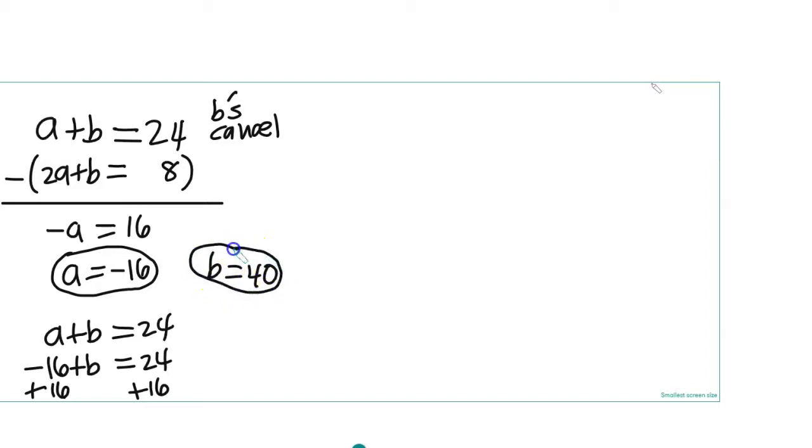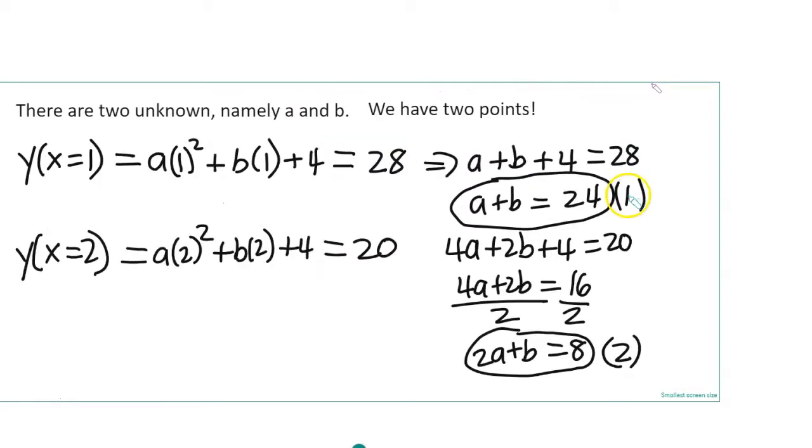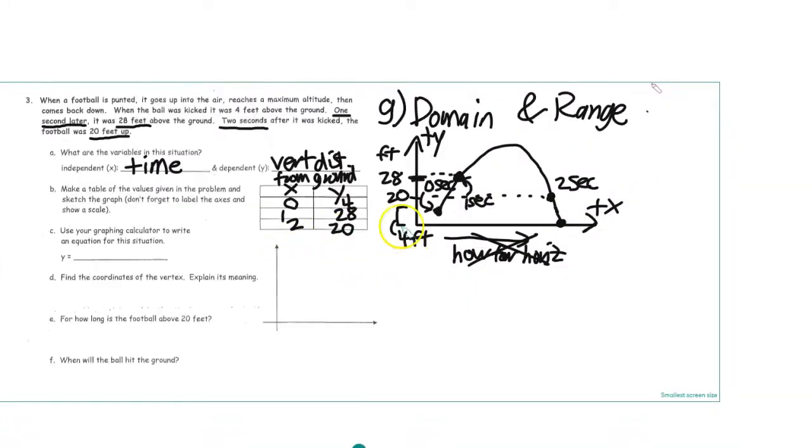Right. So what we're assuming then is y as a function of x is going to be negative 16 x squared plus 40x plus 4. Now that should be our function. Okay. Now that's good, because that means we can, first of all, put this here: negative 16 x squared plus 40x plus 4.